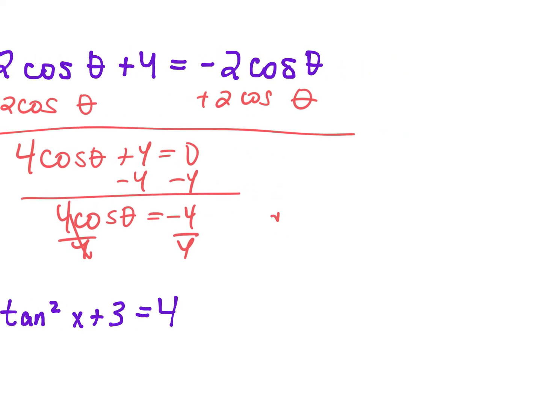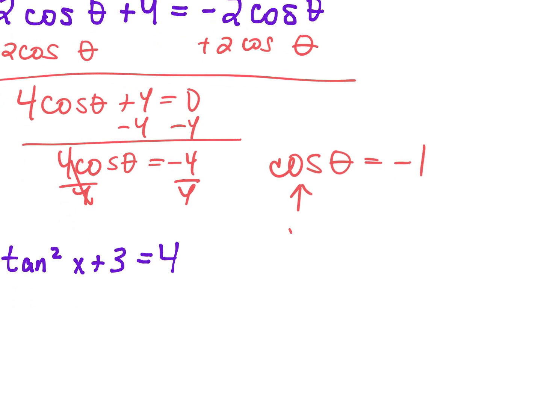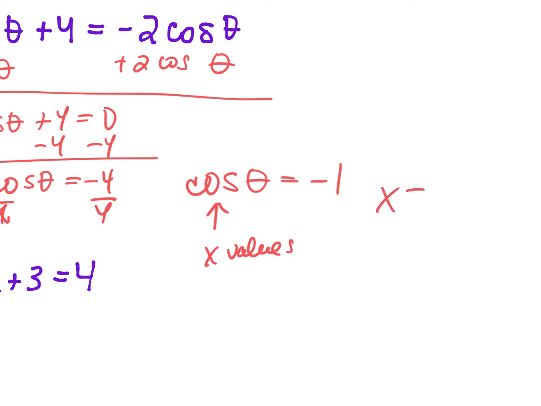So I'm saying I want all the places on the unit circle where the cosine of theta is negative 1. What is cosine? What value? X values. Where on the unit circle are any x values negative 1? Yes, sir. What is it? Pi. X equals pi. There you go.